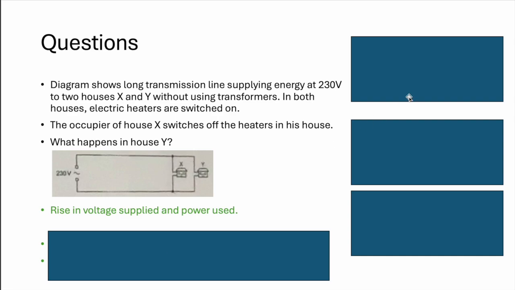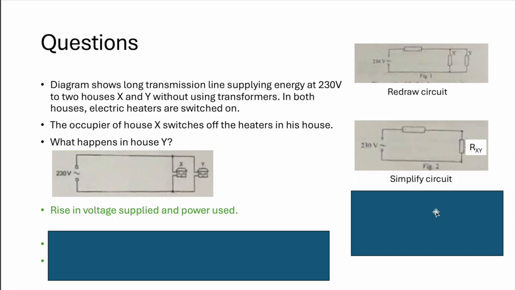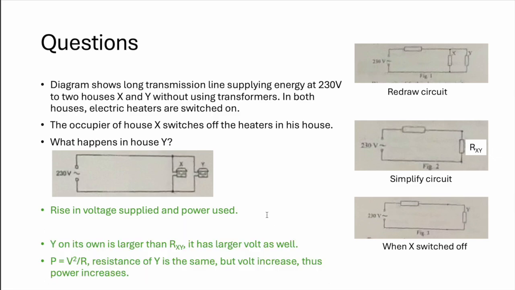So looking at this in such a manner, you can redraw it as a circuit. Long transmission line means it's just a resistor. And heaters are generally also resistors, right? So if you simplify it, you'll get a smaller resistance as compared to X and Y on their own. Recall this 1 over R formula. And then if one of them is switched off, then the circuit will look like that. And then for Y, the larger resistance than the combined resistance means the potential difference, the voltage, is larger as well. So calculating power, you get V squared over R. And if voltage increases, therefore, power also increases. So this is also yet another one of the more challenging questions.